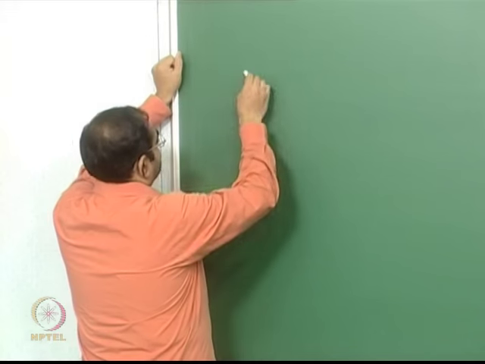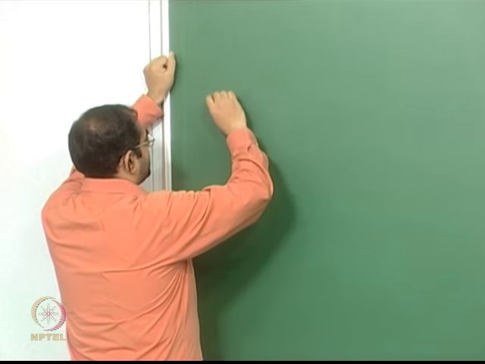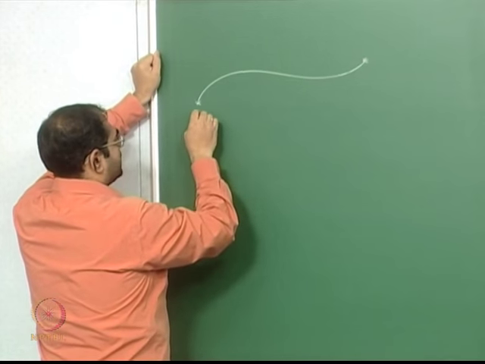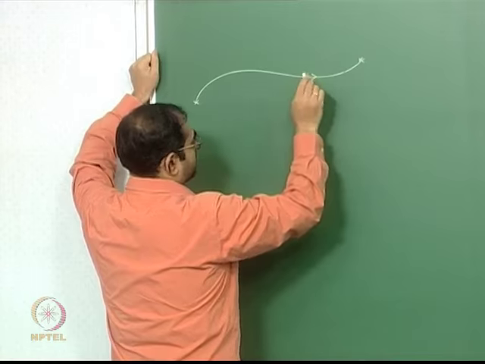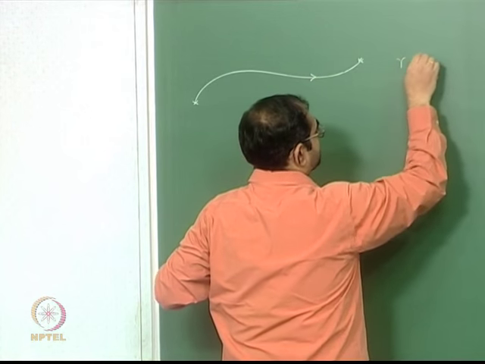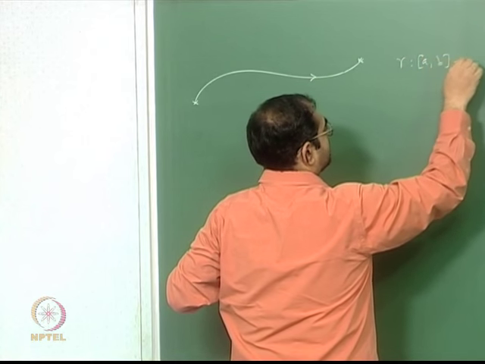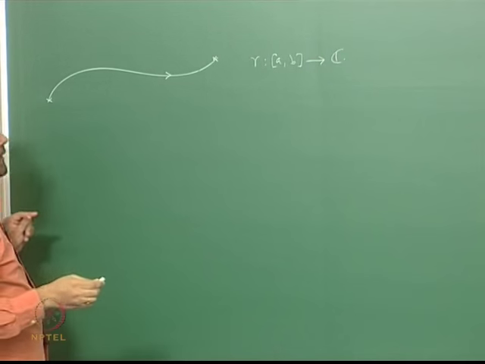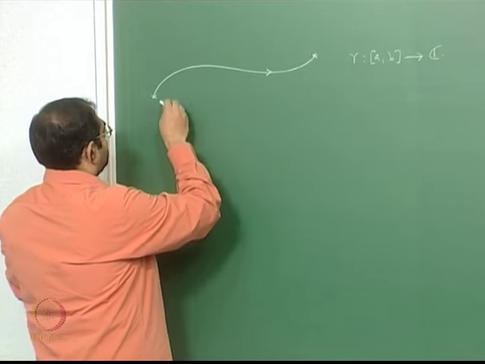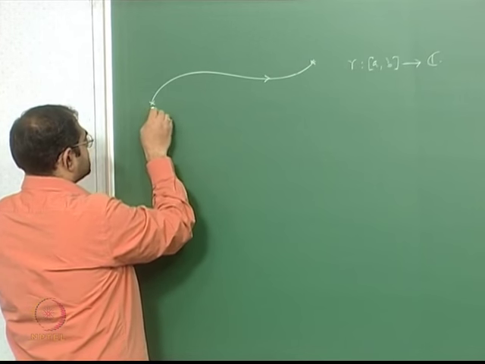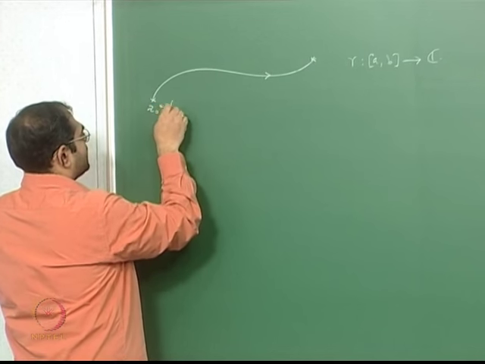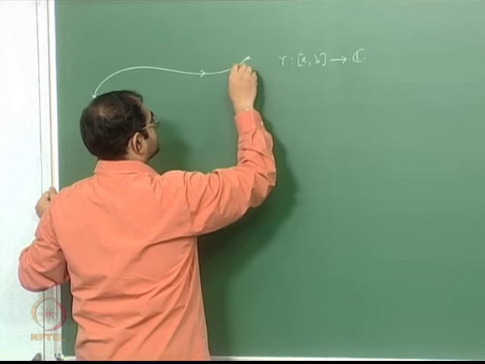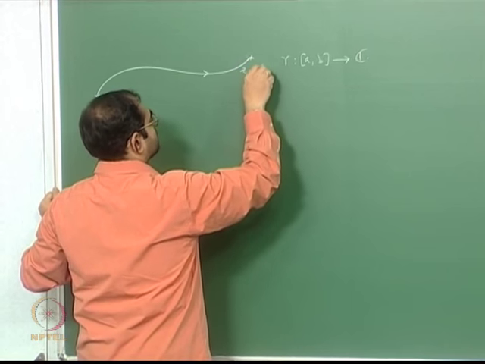So you see, I have this situation where I have a path. This is a path which is given by a continuous function gamma from the closed interval [a, b] on the real line to the complex plane. Of course, this point is z0, which is gamma of a, and the terminal point of the path is z1, which is gamma of b.